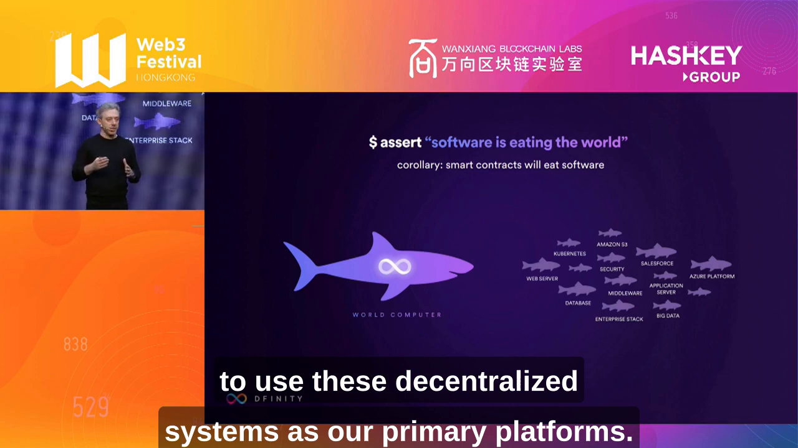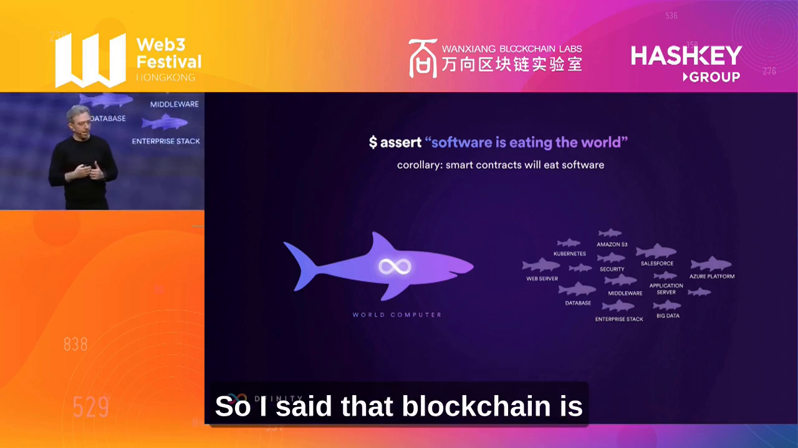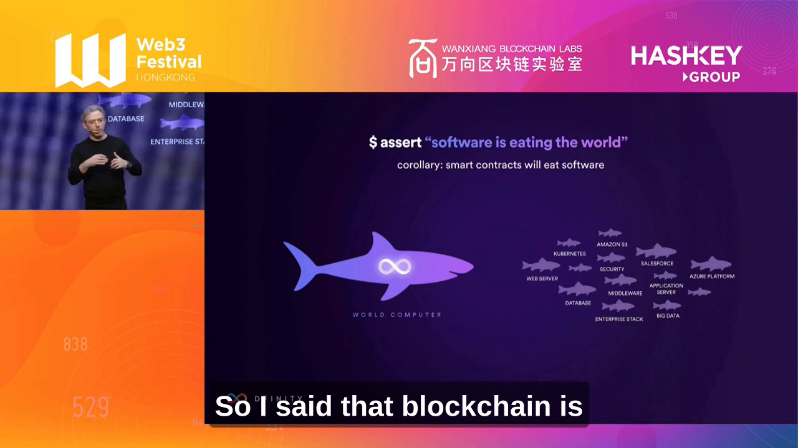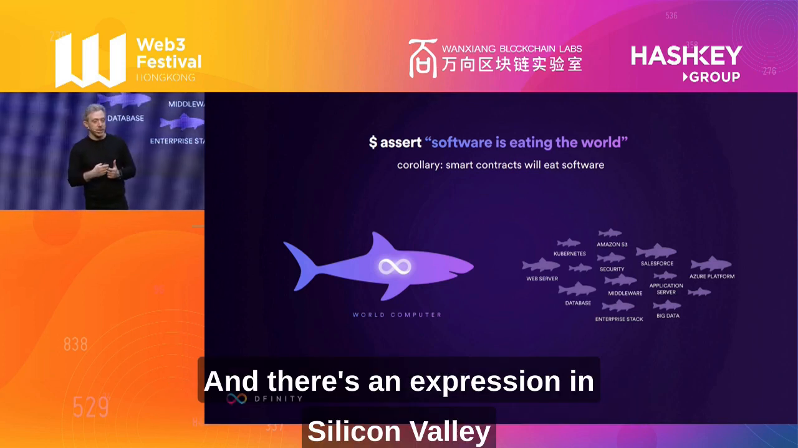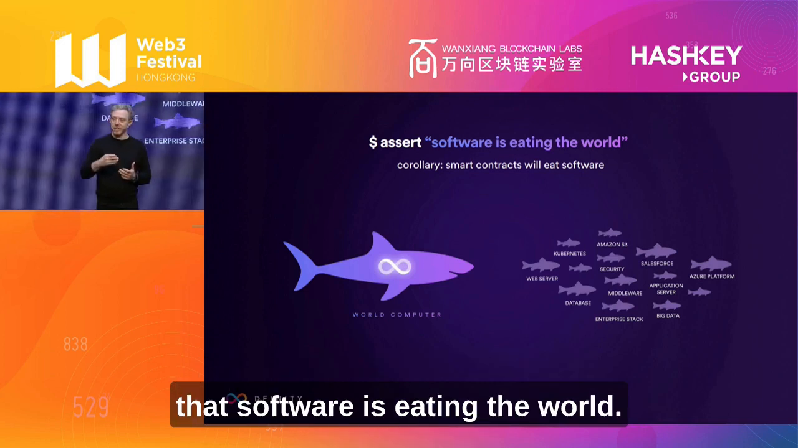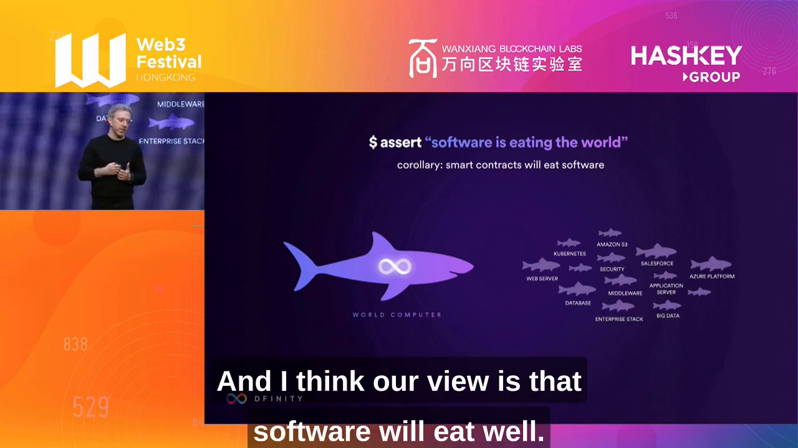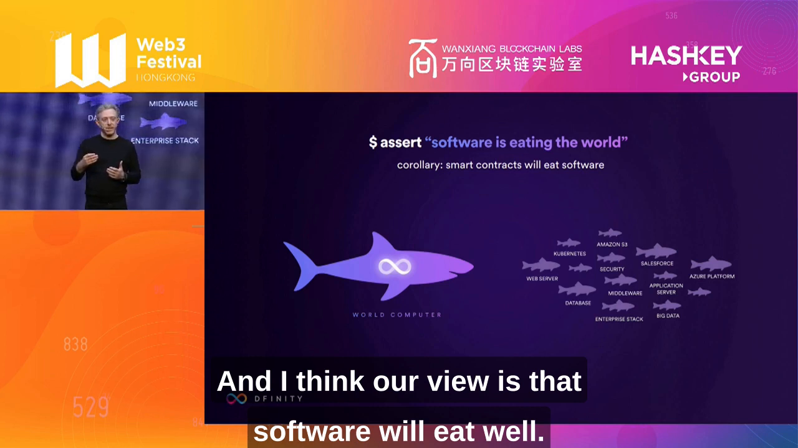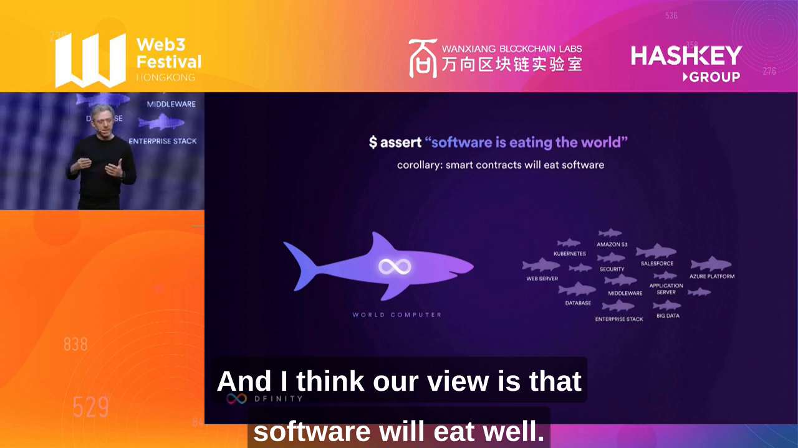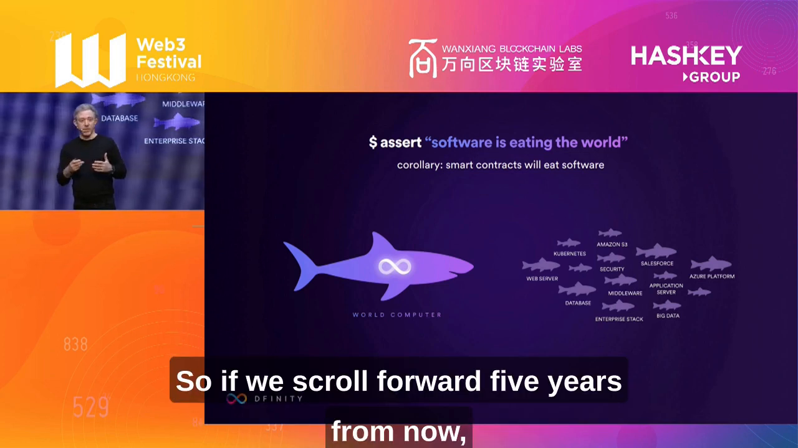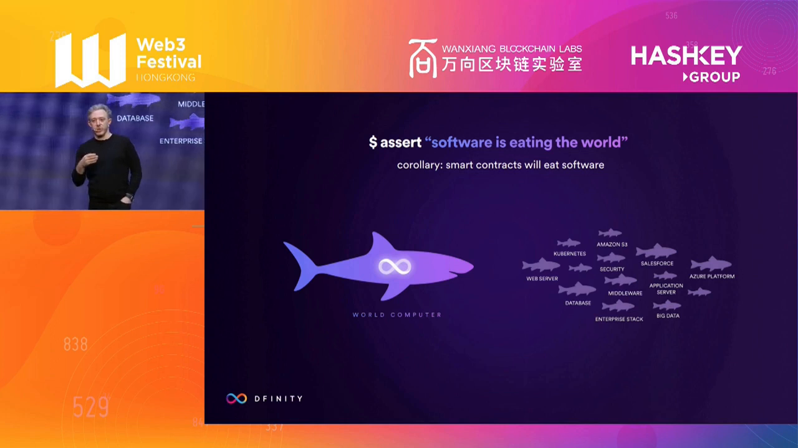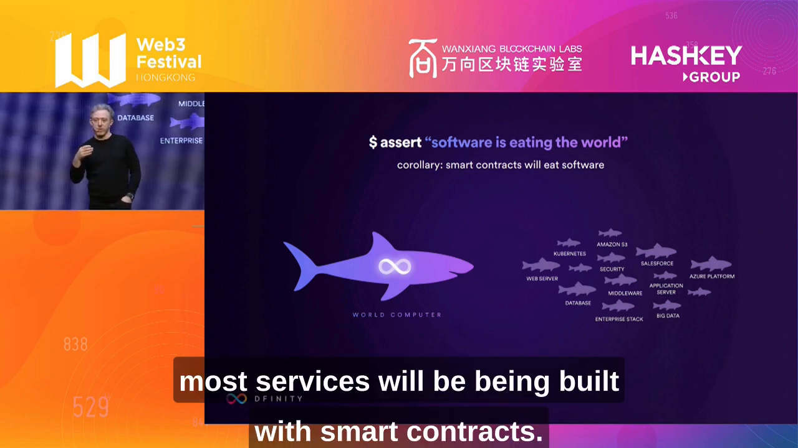as our primary platforms. So, I said that blockchain is going to kind of eat cloud. Blockchain is going to eat cloud, and there's an expression in Silicon Valley that software is eating the world. And I think our view is that smart contracts will eat software. So, if we scroll forward 5 years from now, most services will be built with smart contracts.